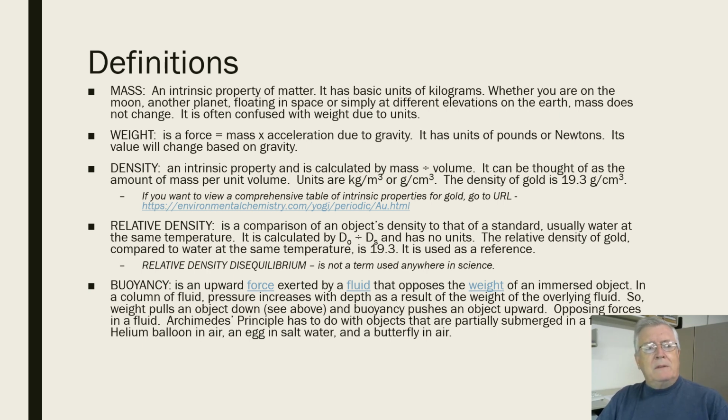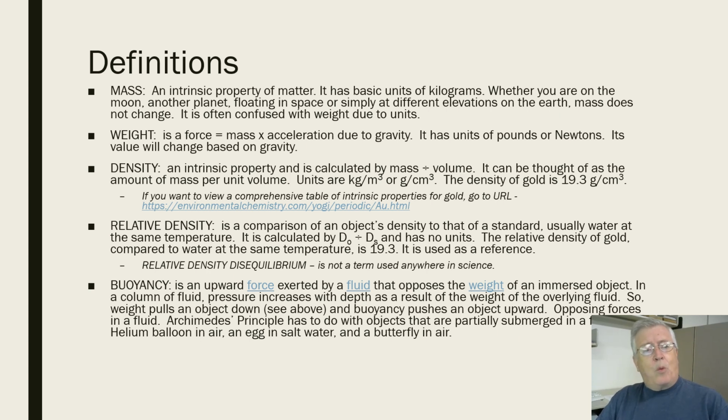If you want to view a comprehensive table of intrinsic properties for gold, you can go to this URL here, environmentalchemistry.com. They have a whole list of what an intrinsic property is. So things like color, malleability, and so forth. All of these things are intrinsic properties, so is density.